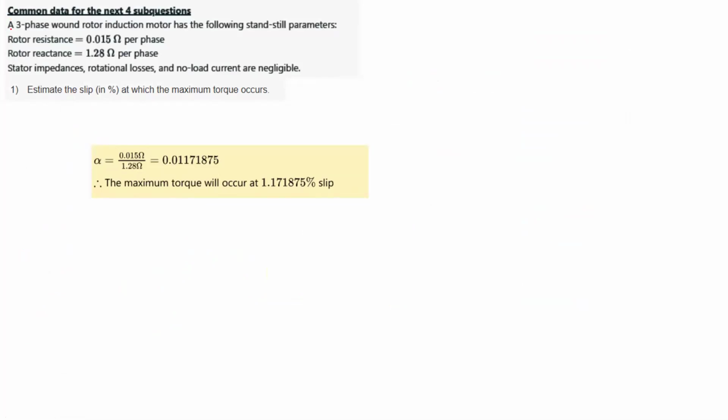They have given you the wound rotor induction motor. Wound rotor means slip ring only. So slip ring induction motor standstill parameters. Standstill parameters means at slip equal to 1, they have given you the data of the rotor resistance and rotor reactance. Then they are telling you to take a simplified equivalent circuit diagram, where R1, jX1 and jXM all are neglected. So what you are left with is R2 dash and jX2. That is all.